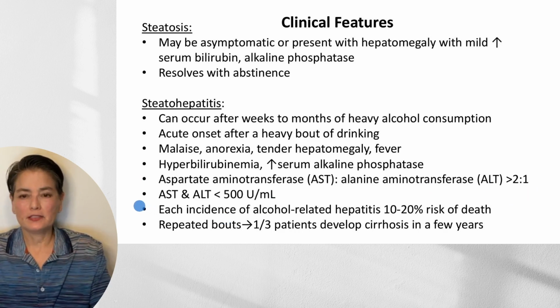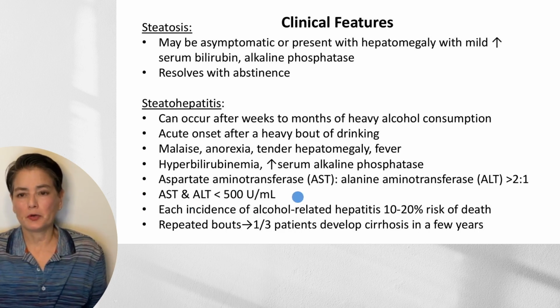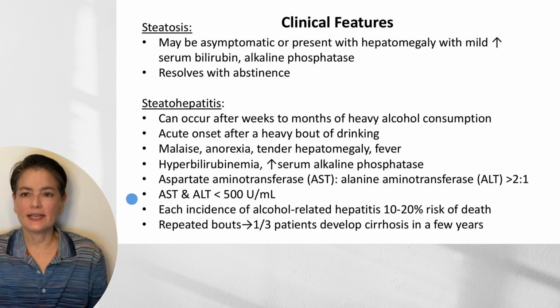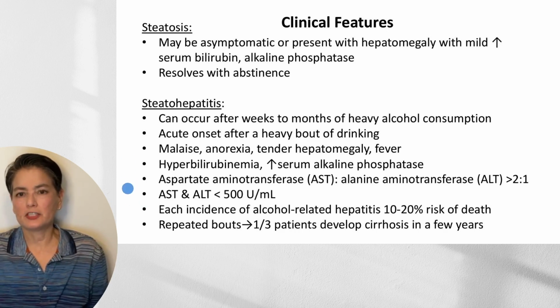The levels of AST and ALT are typically, while elevated, less than 500 units per ml. So this is in contrast to what we can see, for example, with autoimmune hepatitis, where you can get massive hepatic necrosis resulting in the release of abundant cytosolic enzymes. Now, steatohepatitis doesn't sound like it's that bad. We've got some elevations of some enzymes, a little bit of inflammation, but it's critical that you remember that each incidence of alcohol-related hepatitis has a 10 to 20% risk of death.